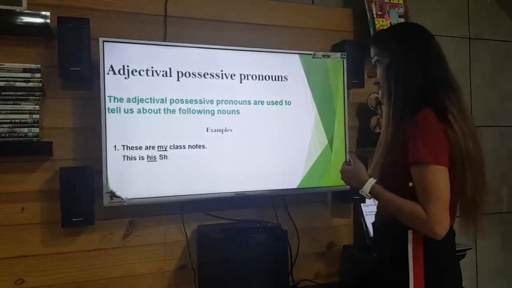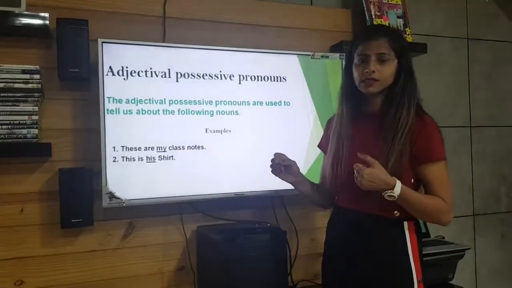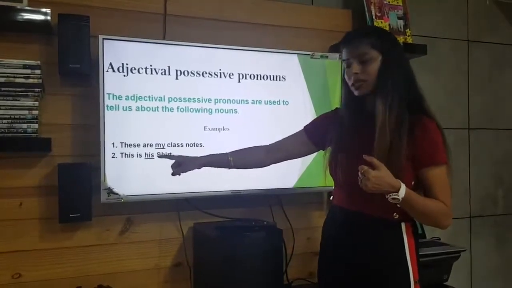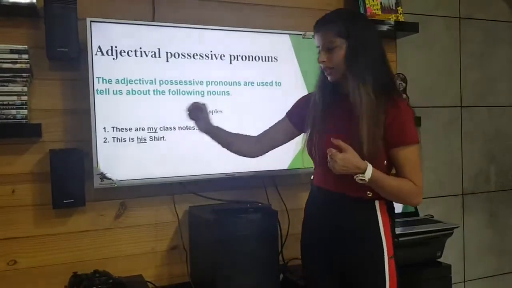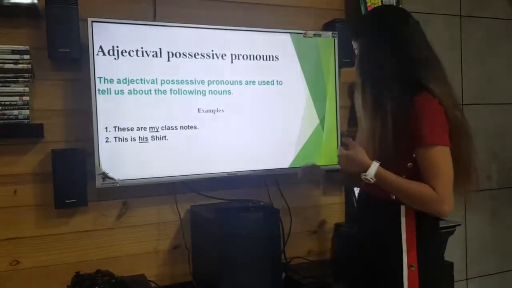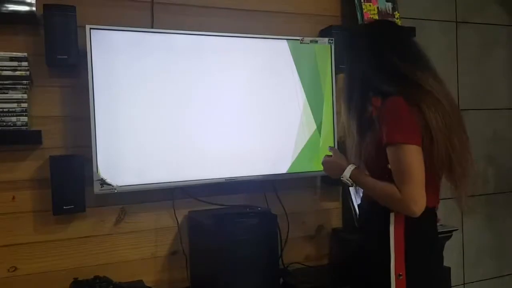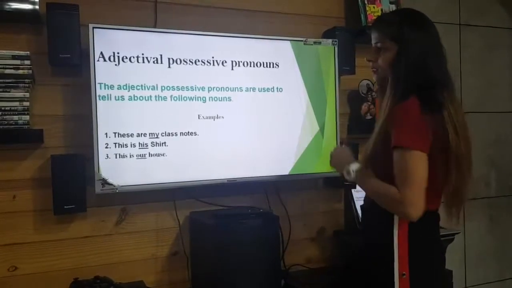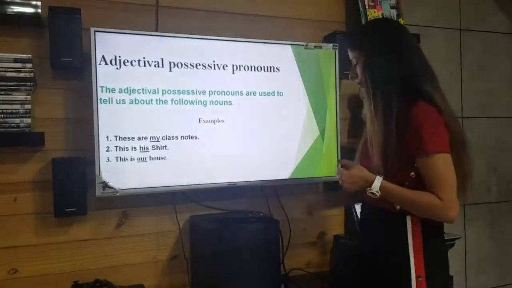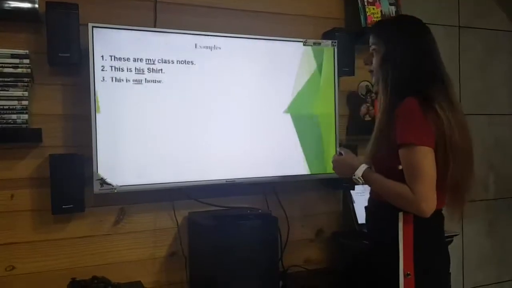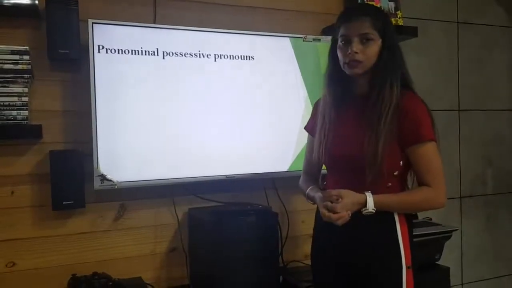And then let's see another example. This is his shirt. Here his is a possessive pronoun, and why? Because it is talking about the shirt, right? So that is why these are possessive pronouns, as they are talking about the ownership of someone. Here I have another example also. I'm so sorry. That was, this is our house. That again is talking about the ownership of someone, right? So now let's move to the next slide and next category, that is pronominal possessive pronouns.